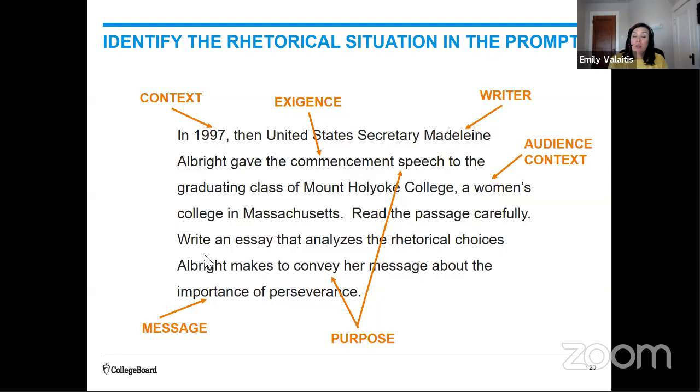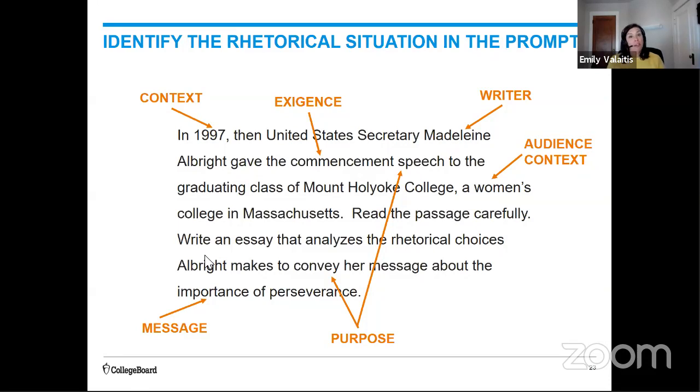We know that the writer is the United States Secretary Madeleine Albright, so she's in a position of power. We know that the exigence, the reason why she is here speaking, is for a commencement speech. The students have just recently graduated, or they are graduating. The purpose is kind of twofold. It says very clearly to convey, verbatim, that is the purpose according to the prompt. But we can also start to make some assumptions of if it's a commencement speech, what else might her purpose be? And then lastly, we now know our message is the importance of perseverance.